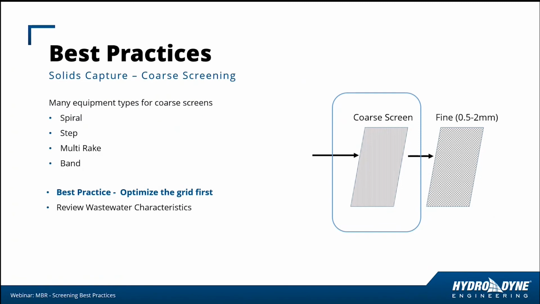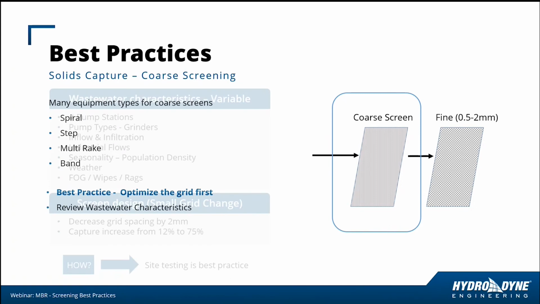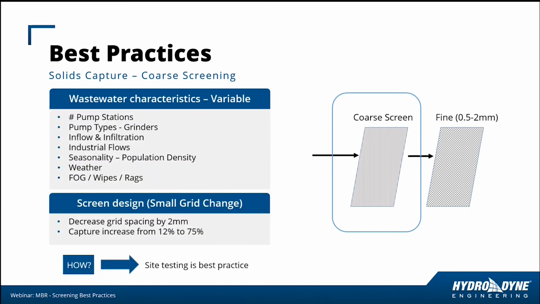Moving on to the coarse screen, there are many equipment types that are available for coarse screens, so lots of choices here. And we have a best practice, and that would be to optimize the grid of the coarse screening system first. So to do that, let's look at the wastewater and what can be variable. So for coarse screening, what this screening stage can pick up really depends on the collection system. And collection systems are very different from place to place.